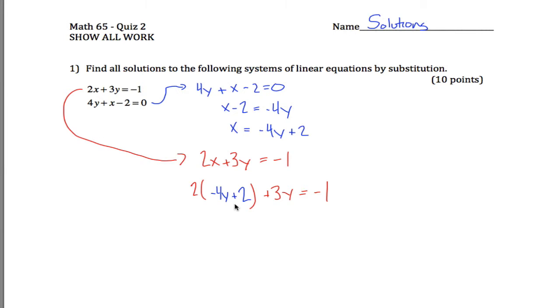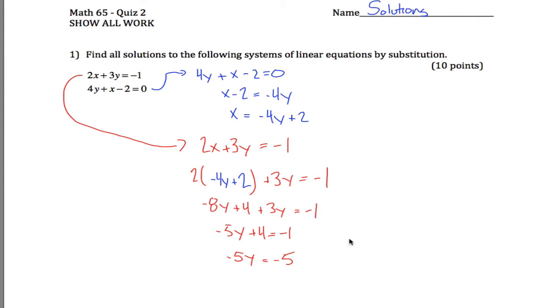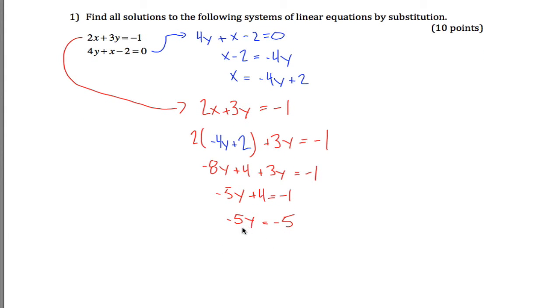The first step in doing that is getting rid of these parentheses. 2 times negative 4y is negative 8y. 2 times 2 is 4. Now I can combine like terms. Negative 8y and positive 3y nets out to negative 5y. If I subtract 4 from both sides, I get negative 5y equals negative 5. I don't want negative 5y isolated, I want y isolated, so divide both sides by negative 5. Negative 5 divided by negative 5 is just positive 1. What I get is that the y coordinate of my solution is 1.